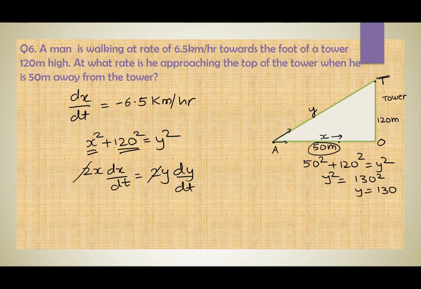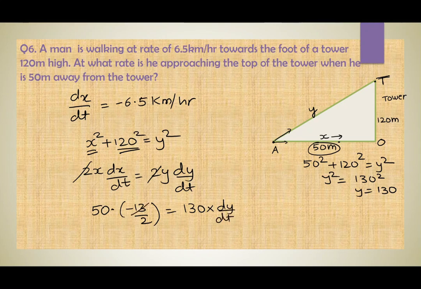X की वैल्यू कितनी थी? X की वैल्यू थी 50 into dx by dt. dx by dt कितना था? Minus 6.5. Let's write this as minus 13 by 2. I don't know if I am writing this correct or not. But ठीक है, ऐसा लिखते हैं इसको. अब y की वैल्यू कितनी है? 130 है. into dy by dt है जो मुझे निकालना है.